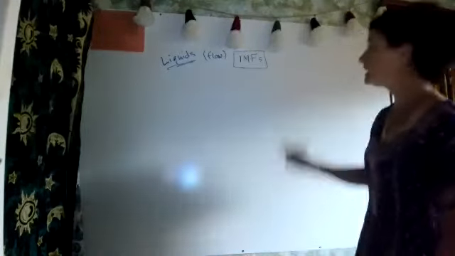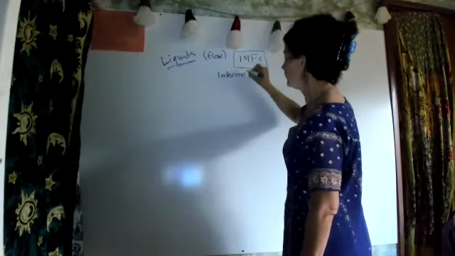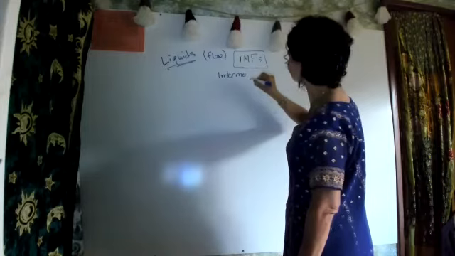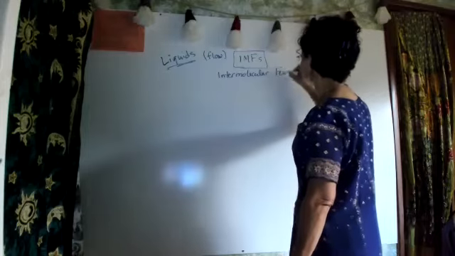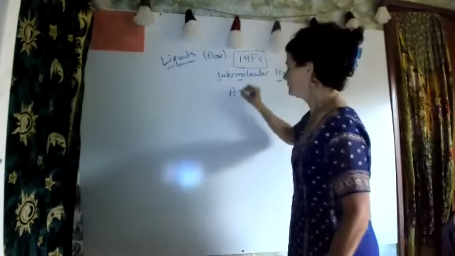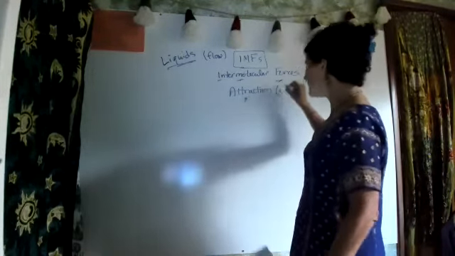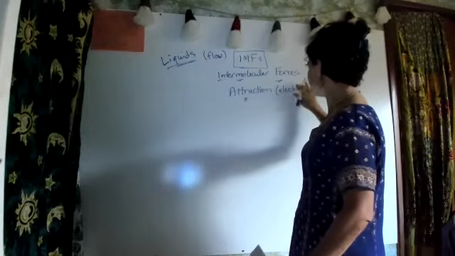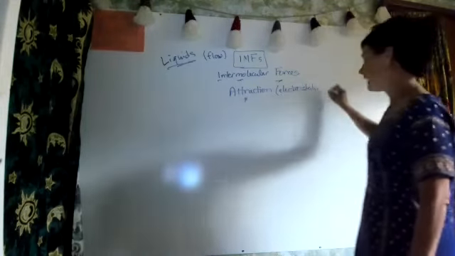So IMFs is what today's lecture is about. IMF stands for intermolecular forces. So the I, the M, and the F. These are attractive forces, and the key word is attraction. It is always electrostatic, and the term electrostatic just means positive and negative attract.